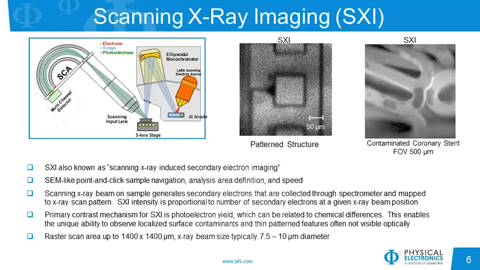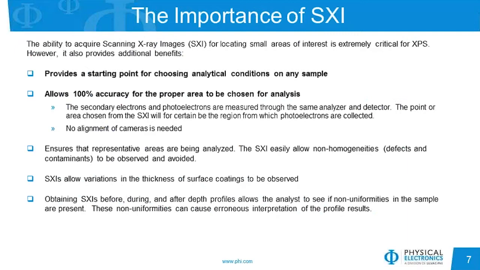Now at a constant stage position, we can raster the X-ray beam up to 1400 by 1400 microns. We can also typically use an X-ray beam size of 7.5 to 10 microns in diameter for this imaging to get good lateral resolution in our image. And so the importance of SXI is that it provides us with a starting point to choose our analysis conditions for any type of sample.